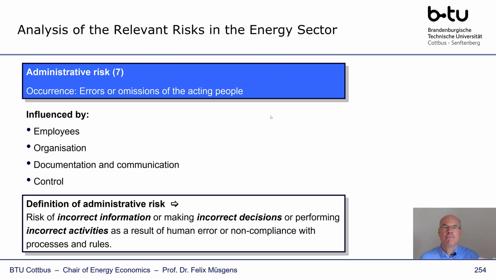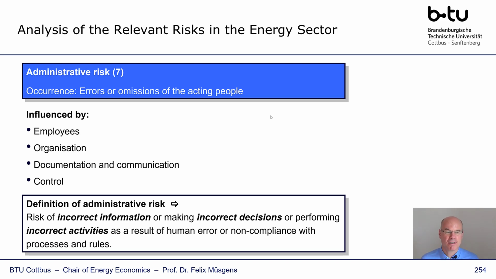This is keeping administrative risk at bay. But again, it has to be in proportion to what the current occasion is. Okay, so this is influenced by the employees and the training level and the motivation of the employees, but this is also influenced by the organization, documentation and communication, I just mentioned, and also control, check and double check if it's really of the utmost importance.